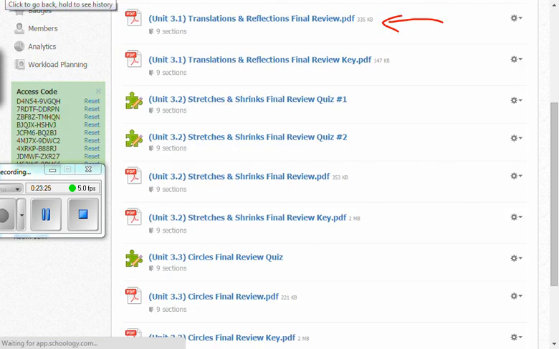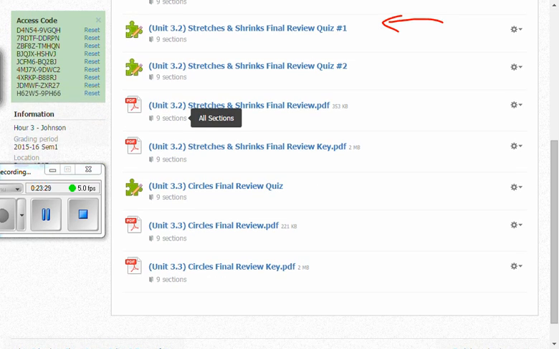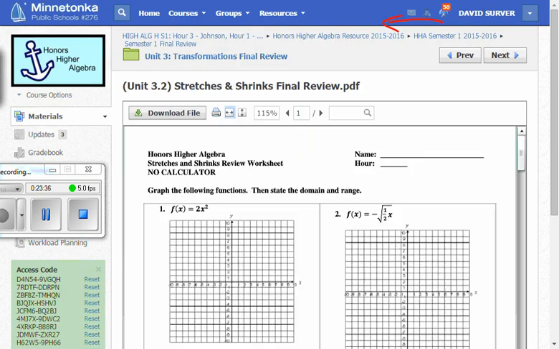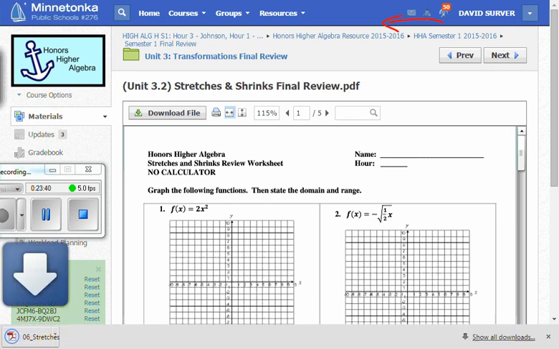And I know there's lots of problems here, but I remember I'm cutting a bunch out. Stretches and shrinks, final review. That's the part where we started throwing in numbers in front. Somebody had asked about stretches before, and now would be a good time to talk about those.